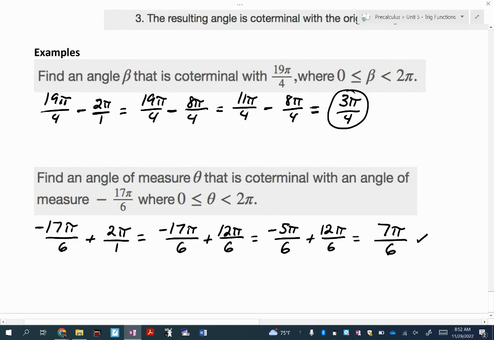All right, so again, the main takeaways here are looking at how to go from degrees to radians and radians to degrees, so converting, and then finding coterminal angles. So make sure to try some of these practice problems. Good luck.